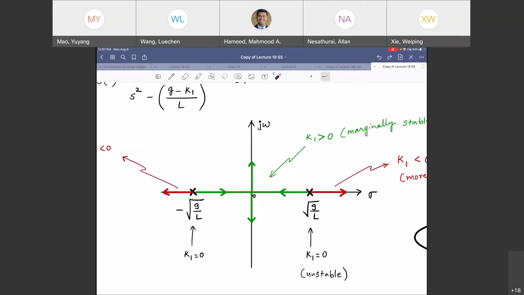Forget about K1 less than zero. When you have K1 less than zero, this guy moves right, further right, making it more unstable. This guy moves this way. That's good news for that one, but that's bad news overall because there's one pole that is spoiling, making the whole thing unstable. Go ahead.